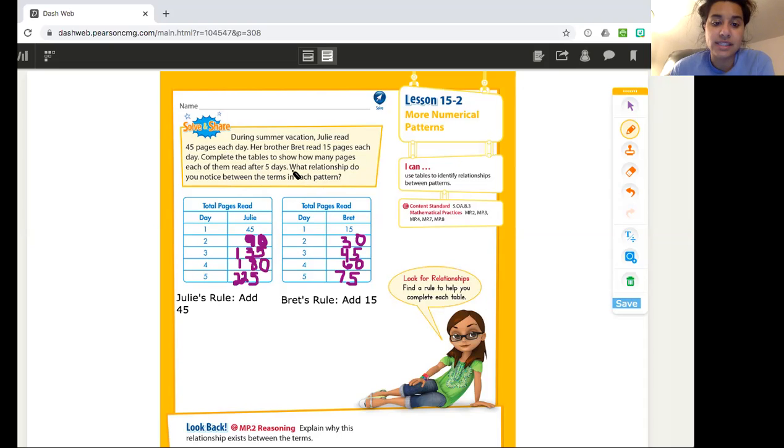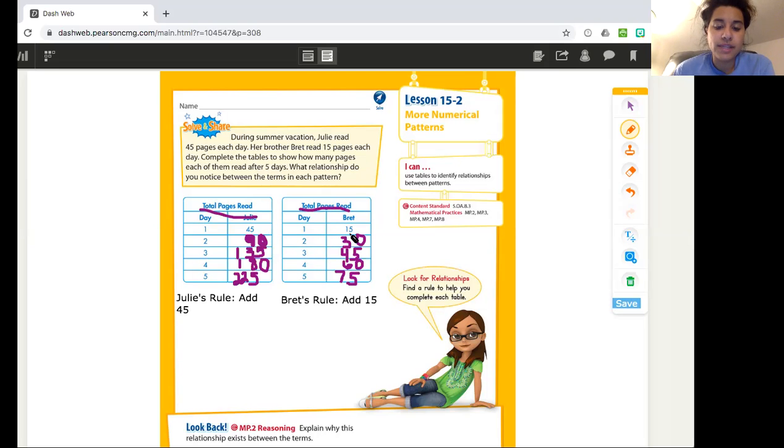Okay. So now we know the total pages for Julie and we know the total pages for Brett. So next it says, what relationship do you notice between the terms in each pattern? So Julie's pages is a term and Brett's pages is another term. They want to know what's the relationship between Julie and Brett. So day 1, Julie reads 45, Brett reads 15. 90, 30, 135, 45, right? So you're trying to look for a pattern. Is it twice as much, 3 times as many, 4 times as many?